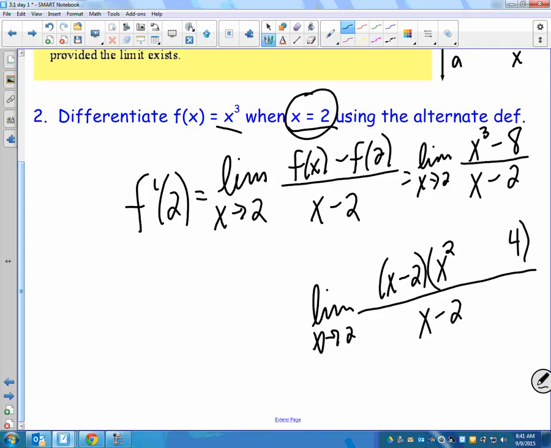Do you remember what goes in the middle? Just multiply them times each other. And I think it's plus, right? Plus 2x plus 4.